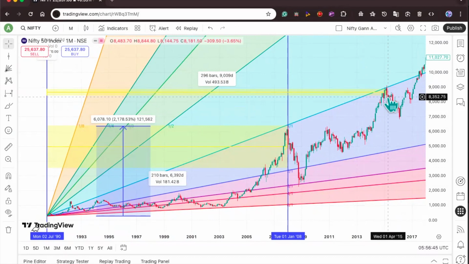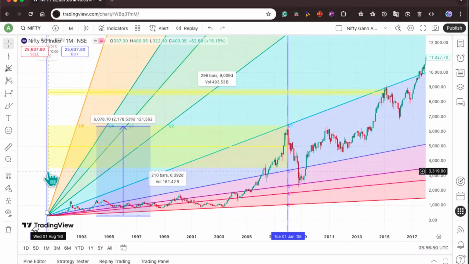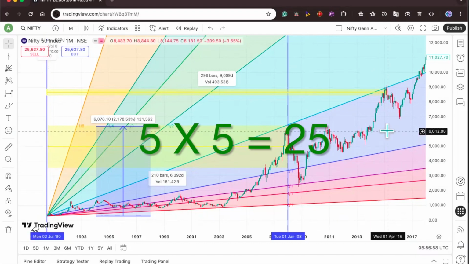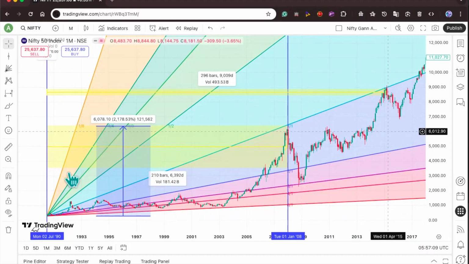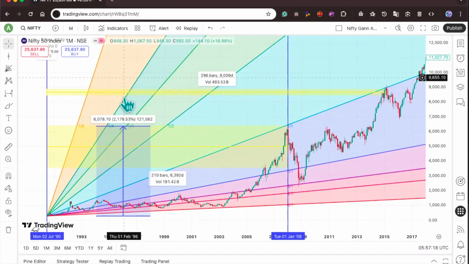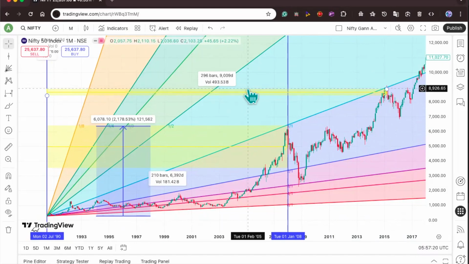One more important thing which I just want to tell you is if we start from 1990 up to 2015, that makes it somewhere around 25 years. 25 is nothing but a square of 5. So in 25 years, that is 5 into 5 years, we get something amazing, that is 9,000 points of movement in 9,000 number of days.